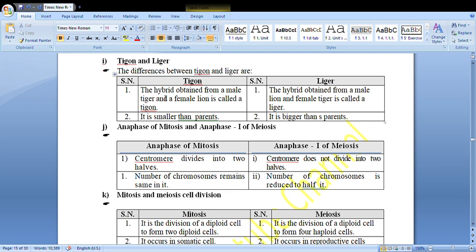Tigon and liger. The hybrid obtained from a male tiger and a female lion is called a tigon. The hybrid obtained from a male lion and a female tiger is called a liger. Tigon is smaller than its parents. Liger is bigger than its parents.